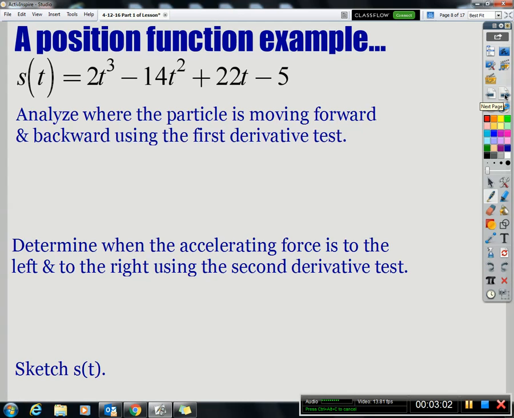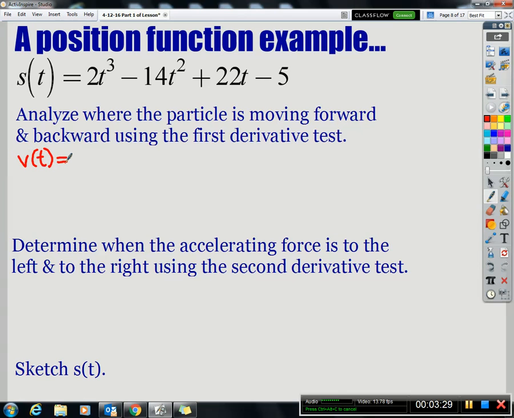So here is a related problem, and I'm not just curve sketching, but I'm using these same sorts of ideas. So I have a position function, which is my f of x. And I'm going to analyze where the particle is moving forward and backward using the first derivative test. Well, it's been a while, but do you remember what the first derivative of position is? Tell me out loud. Say it loud. That's right. Velocity. I heard you. Good job.